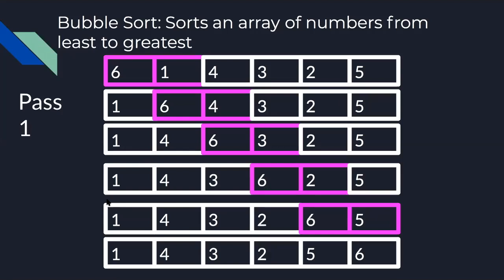The end result would be an array of numbers arranged from least to greatest. The bubble sort does this by comparing two numbers and switching them if they're in the wrong order. So here we can see 6 and 1. 6 is obviously greater, and then it goes on to the next box, 6 and 4. Since 6 is greater, it keeps on going: 6 and 3, 6 and 2, 6 and 5, and finally 6 is at the end.